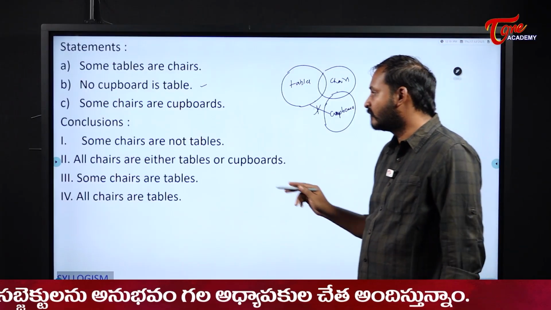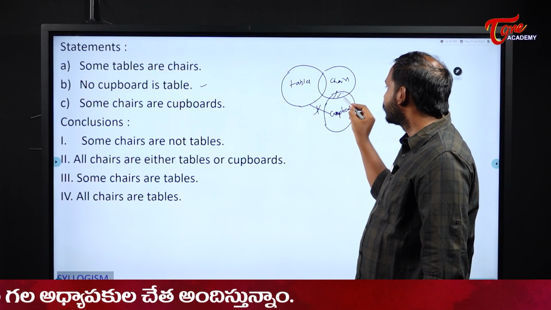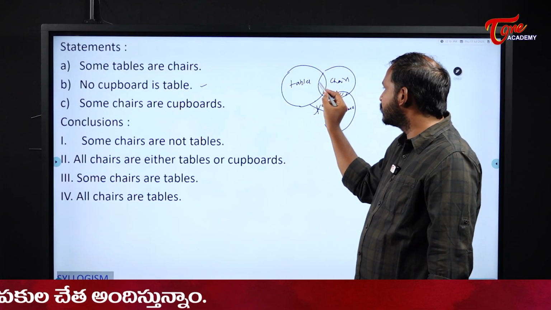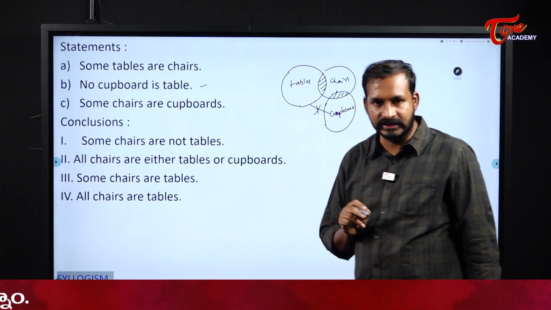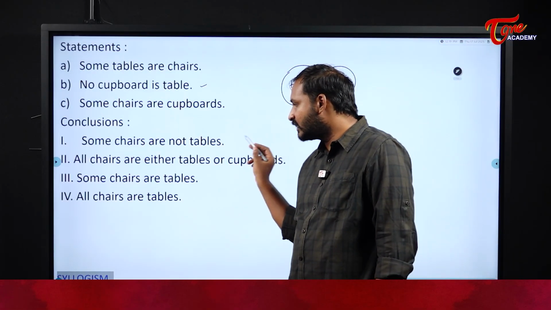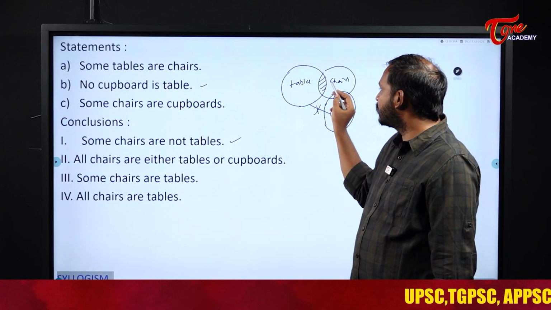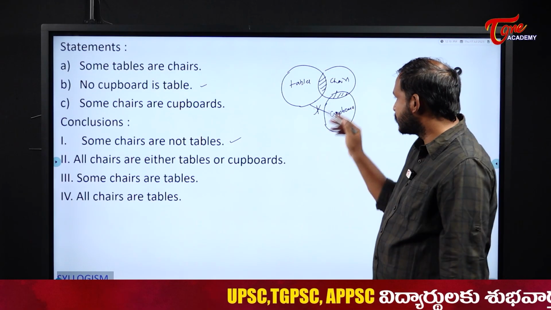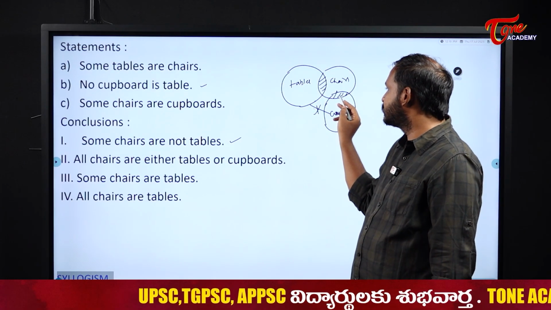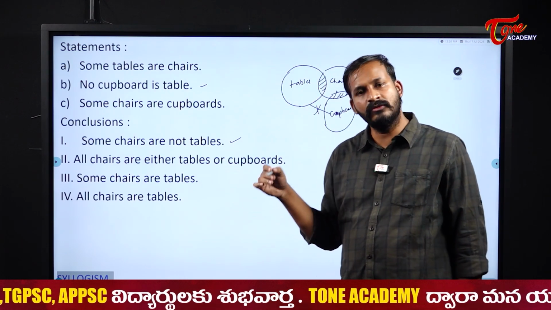So the basic diagram. Now, some chairs are not tables. What is the some chairs portion here for me? This one is some chairs portion and this one is some chairs portion. He is telling that some chairs are not tables. This is a negative conclusion, right? So I will try to join the chairs with tables. Is it possible for me? Some chairs with tables? No. Why? Because this is going to intersect with the tables. That is true, always true.